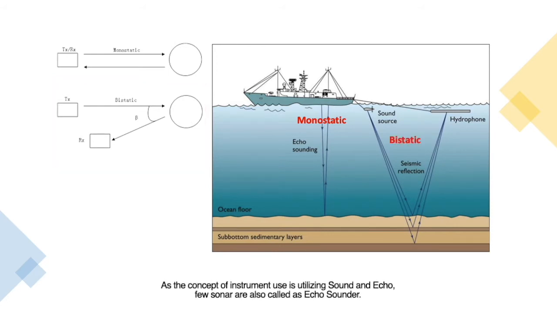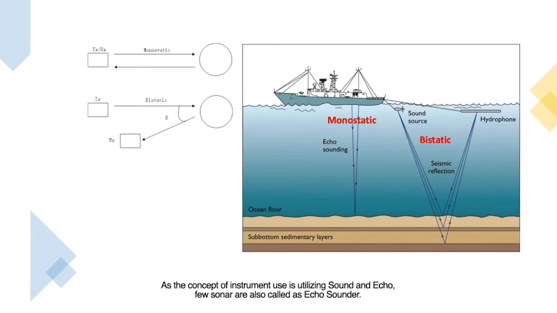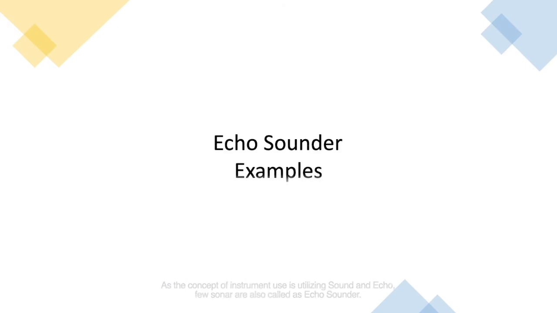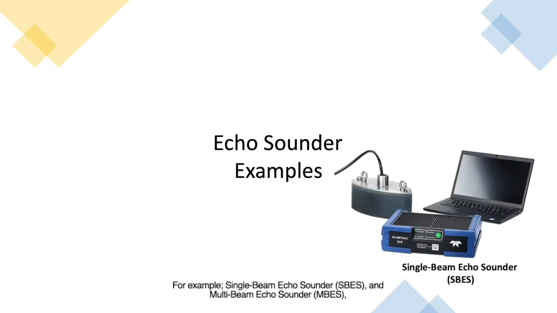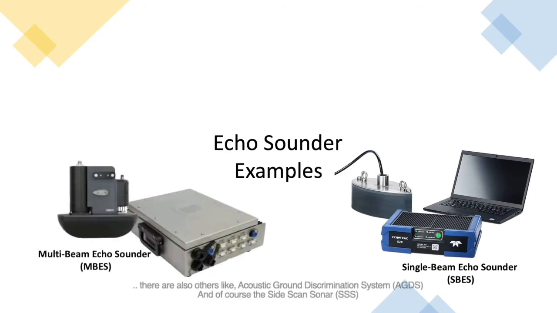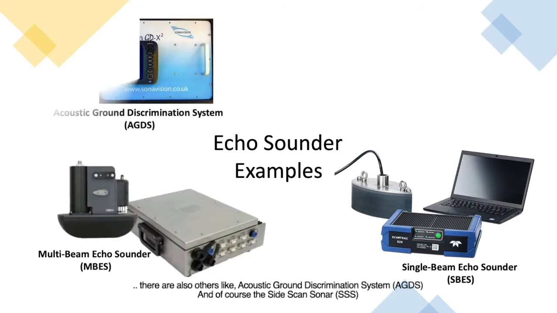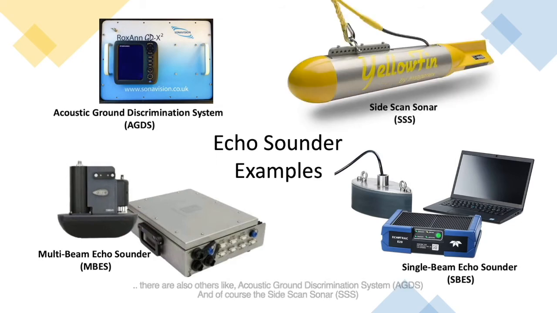As the concept of the instrument uses sound and echo, a few sonars are also called echo sounders. For example, single beam echo sounder (SBES) and multi-beam echo sounder (MBES). There are also others like the acoustic ground discrimination system (AGDS) and of course the side scan sonar.